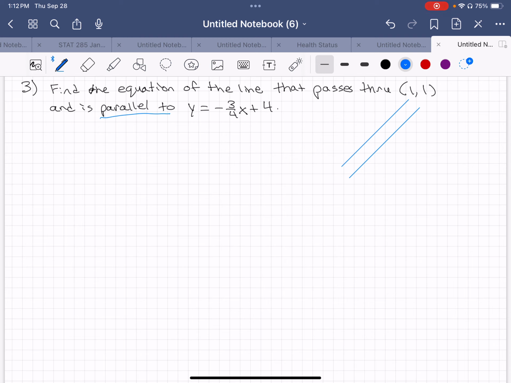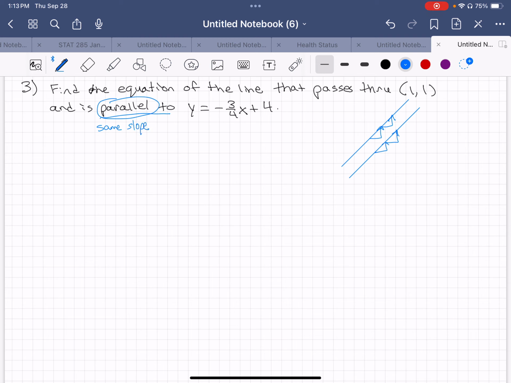What about the equation tells us the direction? It's not the y-intercept. That tells us where we cross something. The slope tells us how much we go over and how much we go up. So parallel lines here have to have identical slopes. That is a key idea. Parallel, same slope.